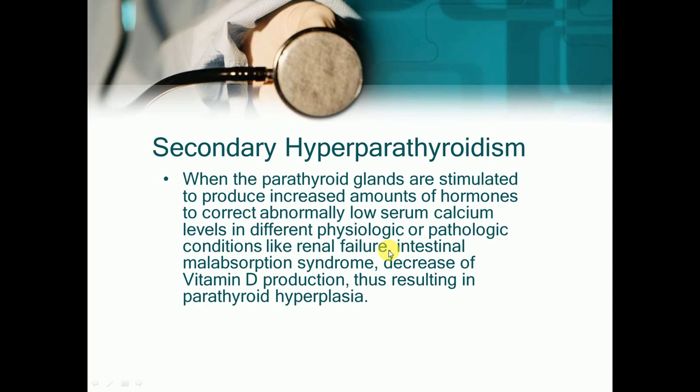So in this case, the parathyroid glands are activated or stimulated, and as a result there is an increase in the amount of hormones. It should be corrected whenever there is low serum calcium level in different physiological or pathological conditions, like renal failure, intestinal malabsorption syndromes, and whenever there is decreased production of vitamin D. As a result, parathyroid hyperplasia can occur.